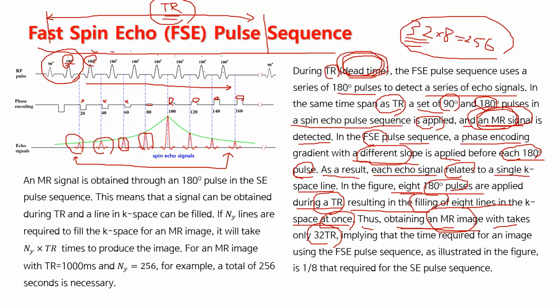So obtaining an MR image takes only 32 TR, implying that the time required for an image using FSE per sequence, as illustrated in the figure, is just 1 over 8 that required for the spin echo per sequence. So we can save 1/8 of the time of the spin echo per sequence.